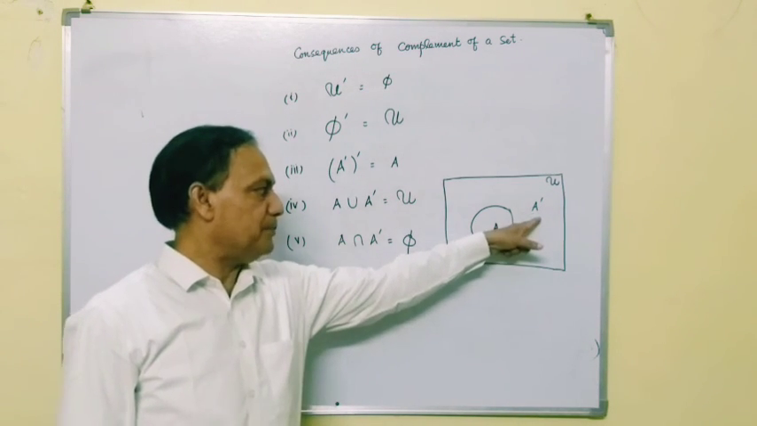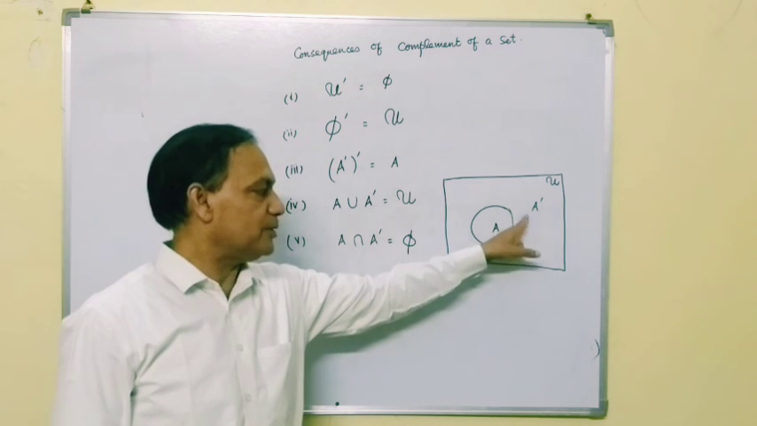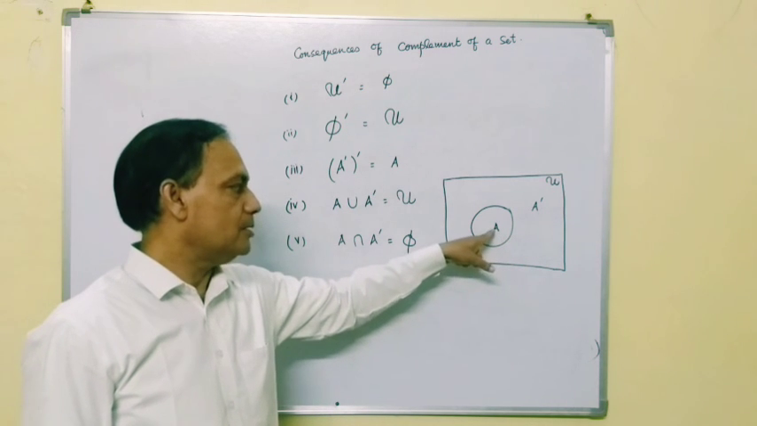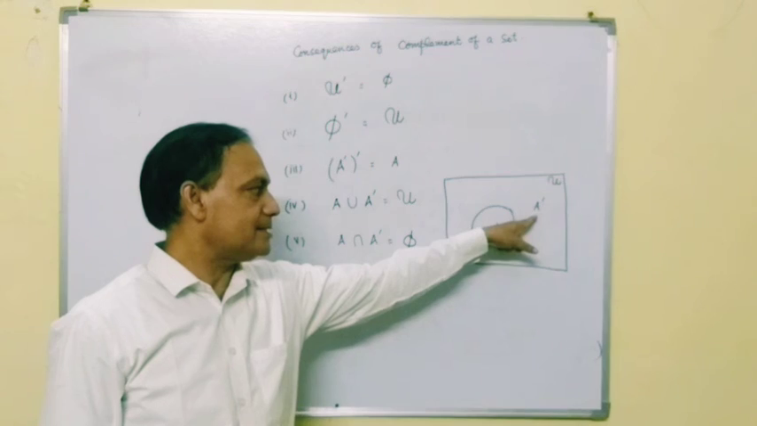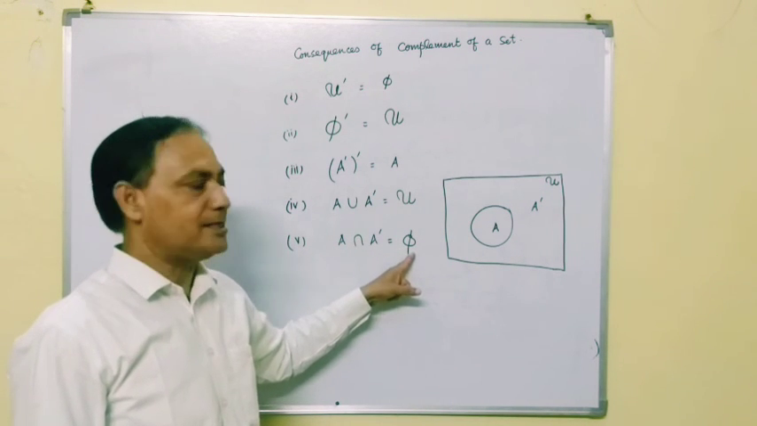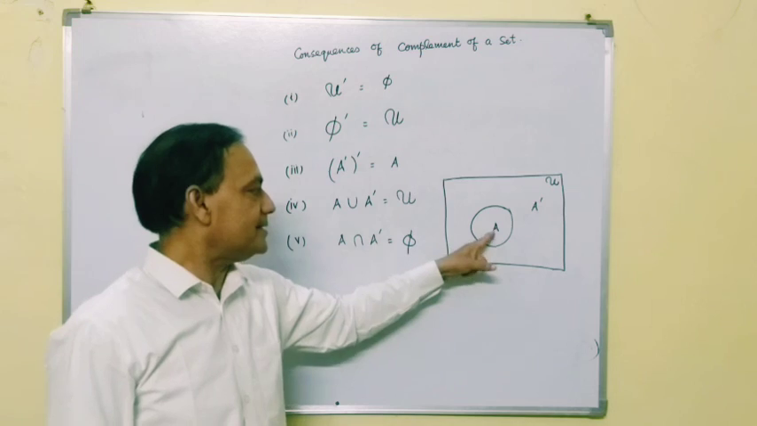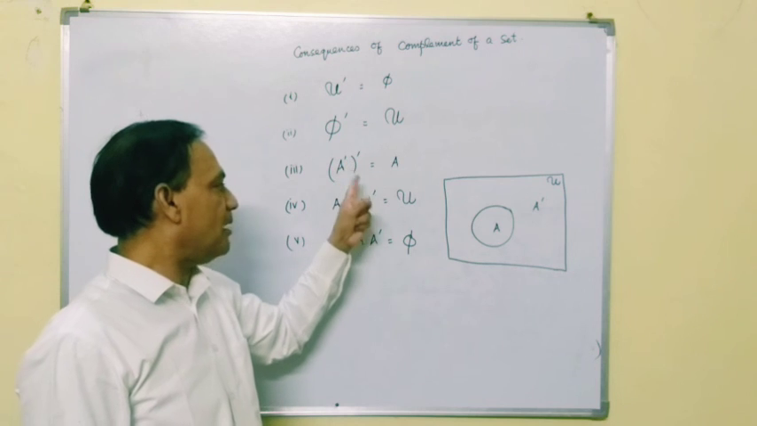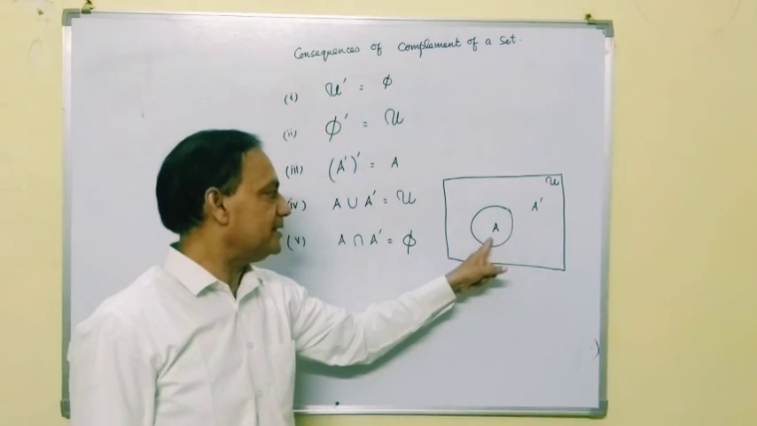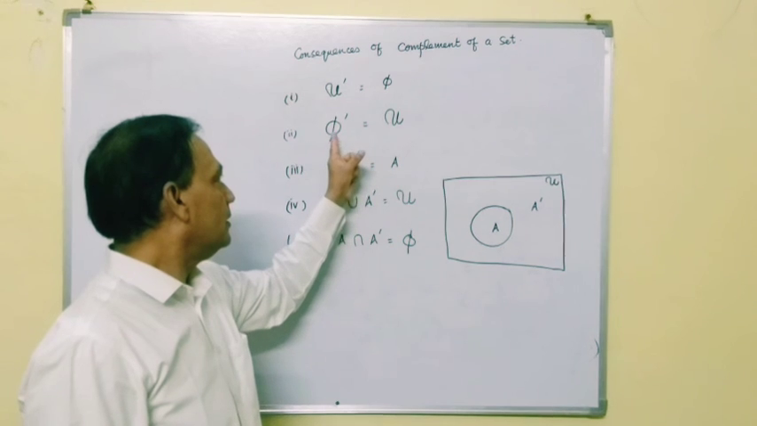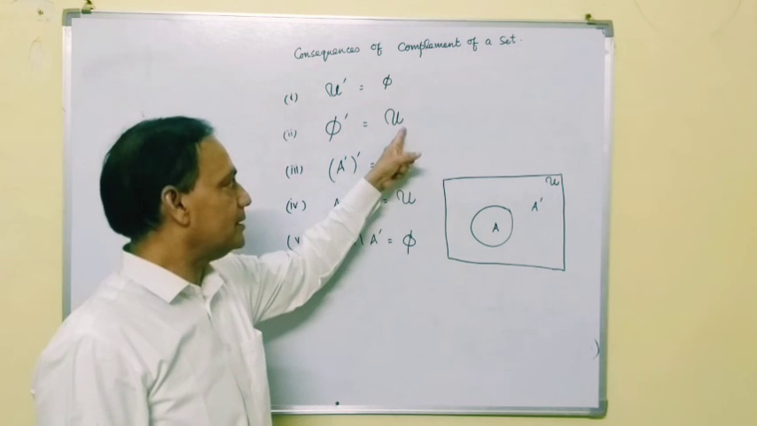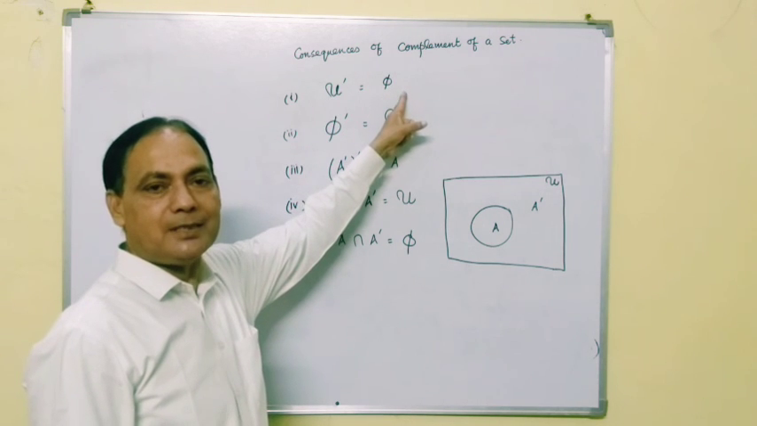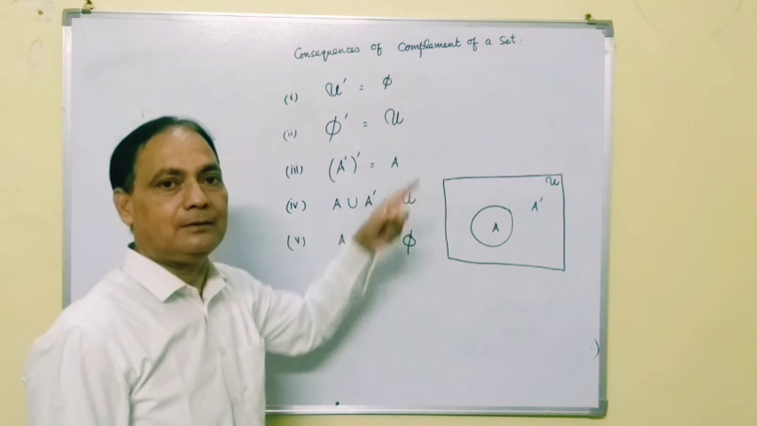A and A complement का इंटरसेक्शन लेंगे तो क्या होगा? There is no element in common. So A intersection A dash will be the null set. A union A dash is U. A complement, इसका complement लेंगे, this will be A. null set का complement क्या होगा? This is the universal set. universal set का complement क्या होगा? This is the null set.